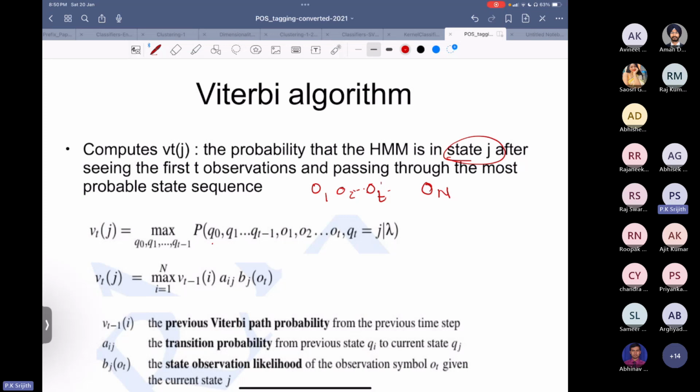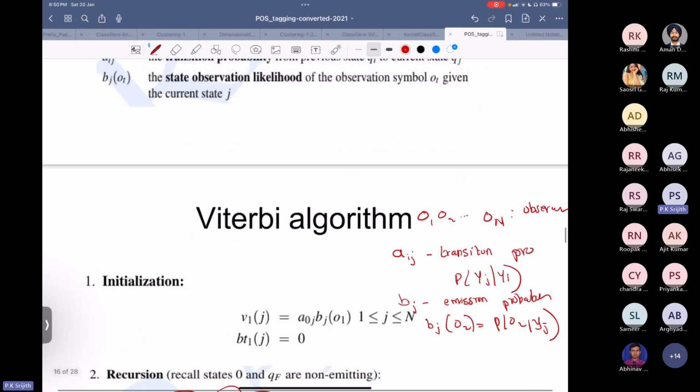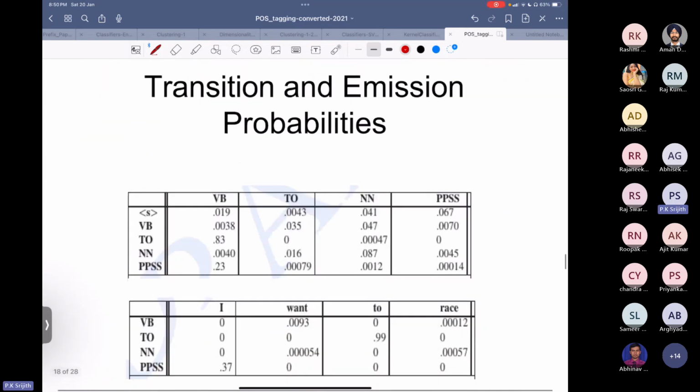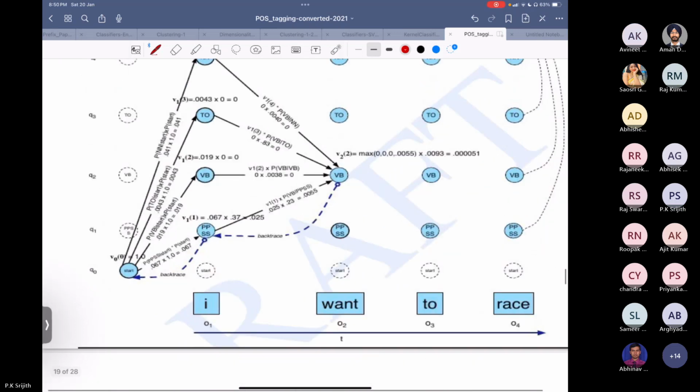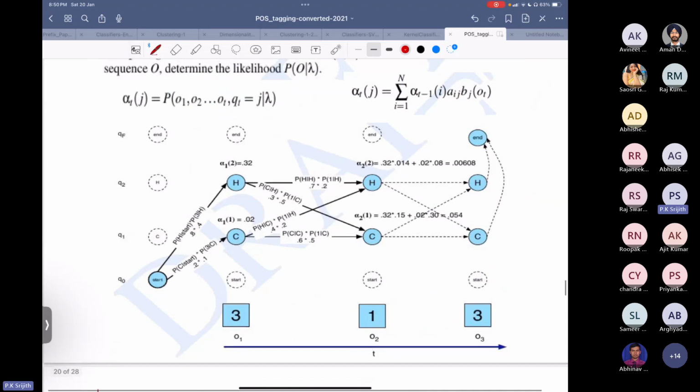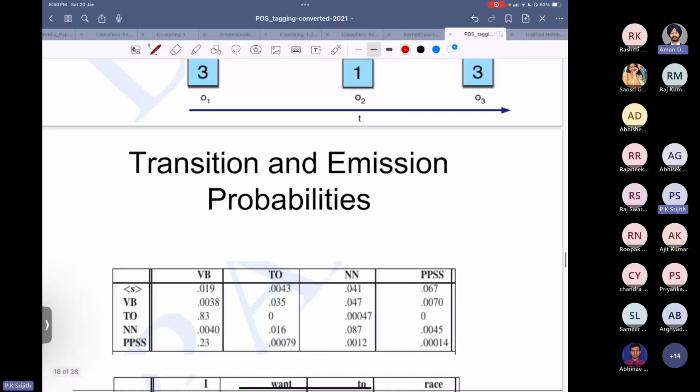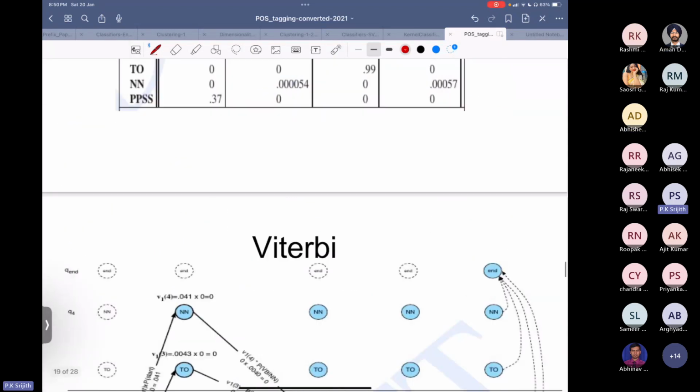Okay, let's do one thing. Let's discuss the Viterbi algorithm sometime later. I'll just cover the conditional random field. But you got the essence of the Viterbi algorithm, right? Yes, sir.